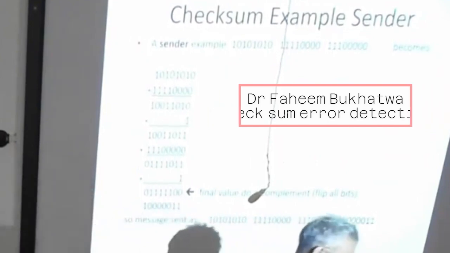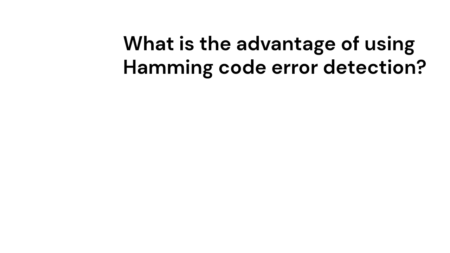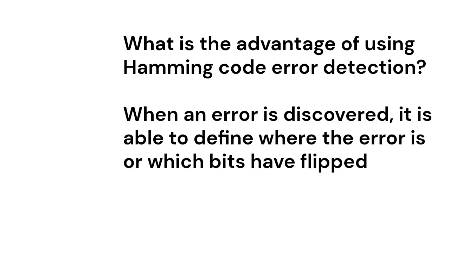Okay, so what's the advantage of having code? What is it that having code could do that CRC cannot do or parity cannot do? It can define which bit has the error, and so it allows for correction. Otherwise, with most of the other systems, especially with CRC, it just tells you there's an error, but doesn't tell you which bit actually has the error.